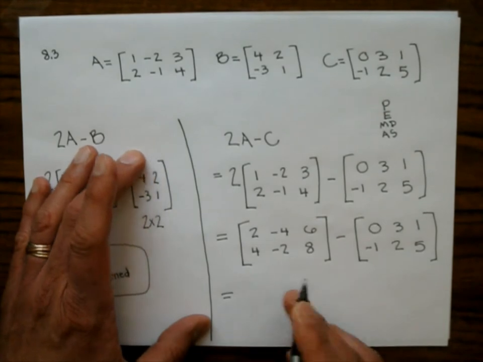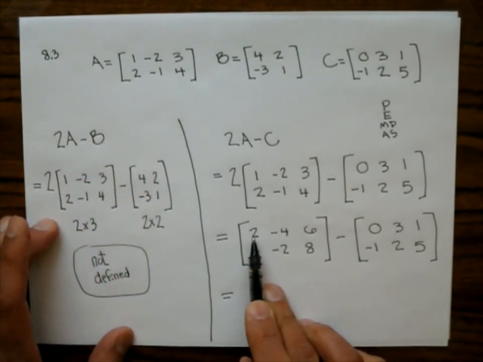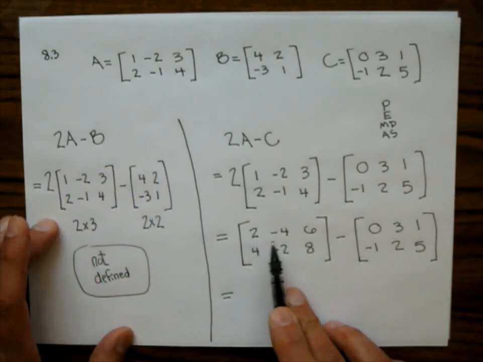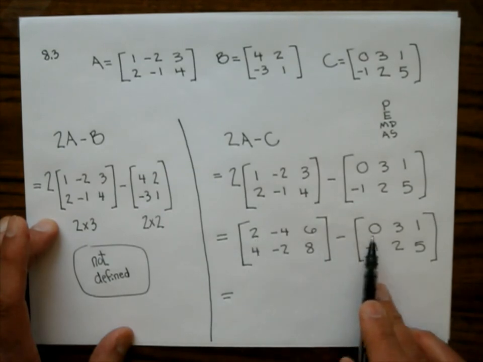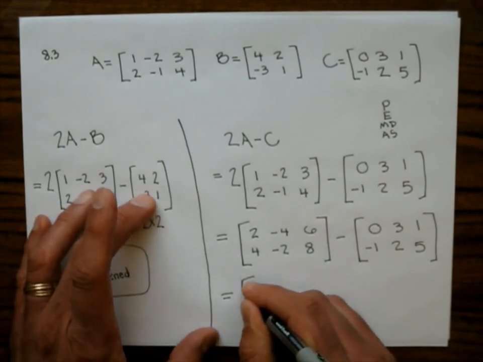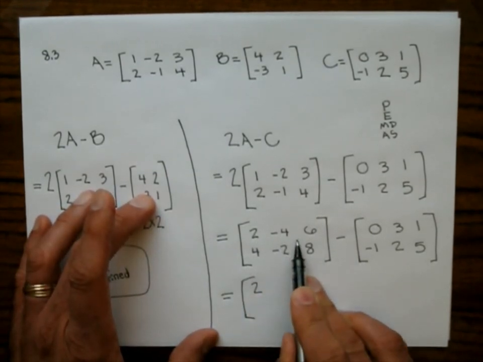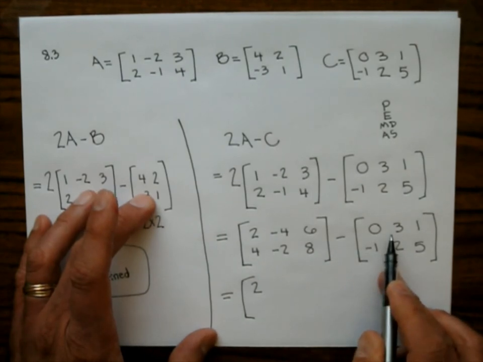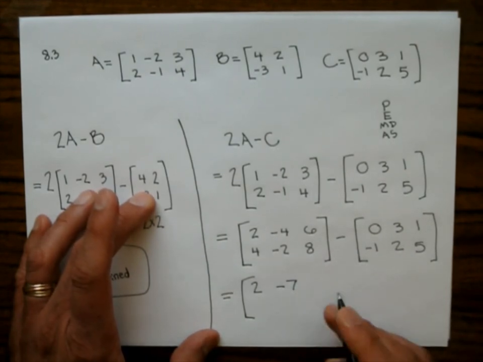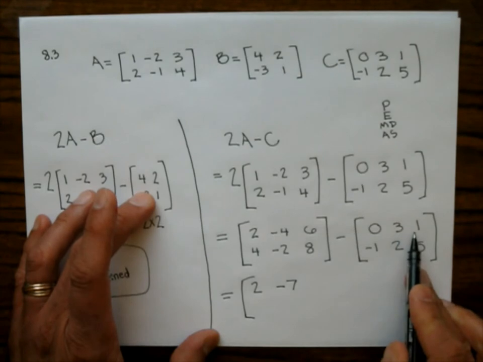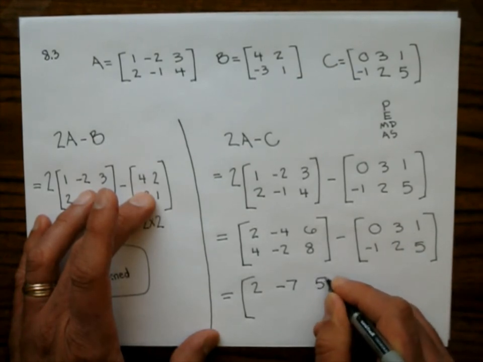So now what I'm going to do is I'm going to go ahead and subtract. I'm going to subtract corresponding elements. So 2 minus 0 is 2. And then negative 4 minus 3 is negative 7. Then I have a 6 minus a 1, which is 5.